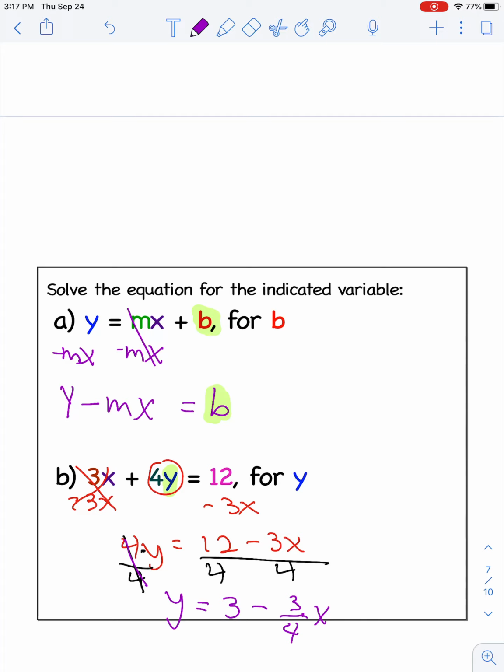And you might remember doing this, solving for y, when you worked on linear functions. And a lot of times in that case, we would actually write this as y equals negative 3/4 x plus 3, slope-intercept form.